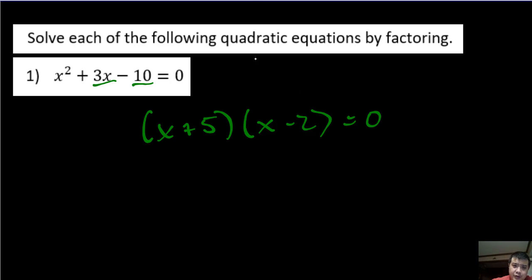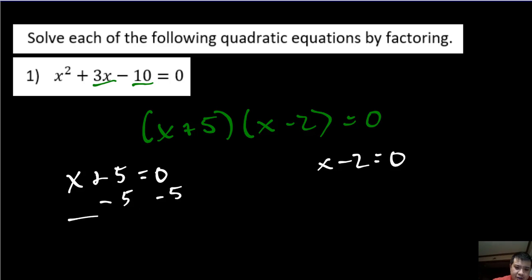So we're going to set each one of those binomials equal to 0. Well, x plus 5 equals 0, and x minus 2 equals 0. For x plus 5, if we subtract 5 from both sides, x should equal negative 5. If x equals negative 5, then this becomes 0, and if I plug in negative 5 here as well, that'd be times negative 7, and 0 times negative 7 equals 0, so that works.